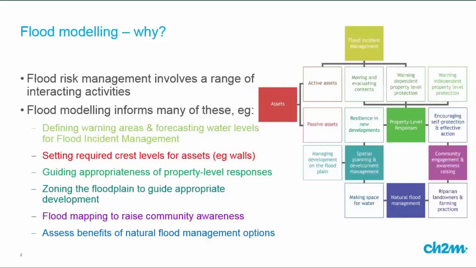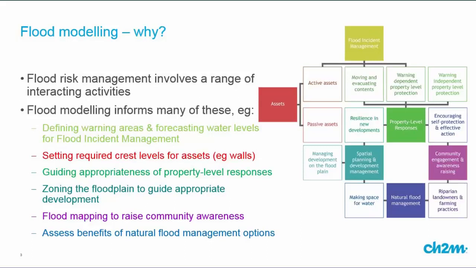It's because flood risk management activities involve a range of interacting activities. Now, the diagram on the right on the screen here shows some of these interactions between these flood management responses. For what we're going to talk about now, let's focus in on those coloured squares on here. The assets, flood incident management, property level, spatial, community engagement and natural flood management. And let's talk a little bit about how flood modelling is required as part of the processes of implementing some of those types of responses.